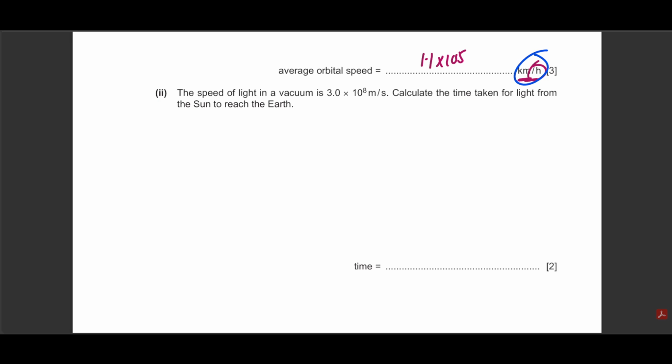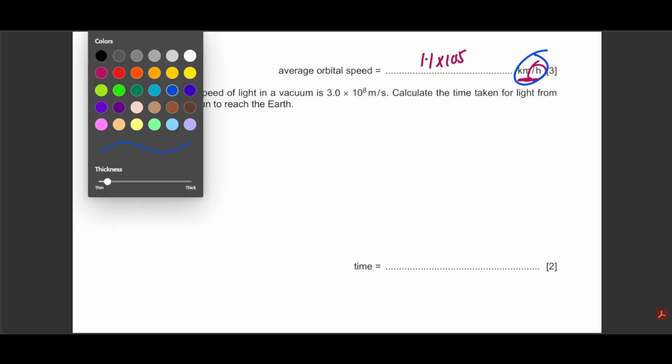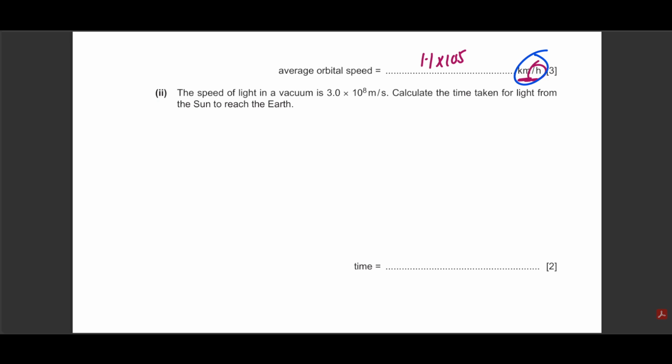And be advised, since this topic is new generally, they will be providing you with units, but soon they will start removing these units for you and you'll have to write them down yourself. The speed of light is this time taken. So it's a very straightforward question. Speed equals distance over time.